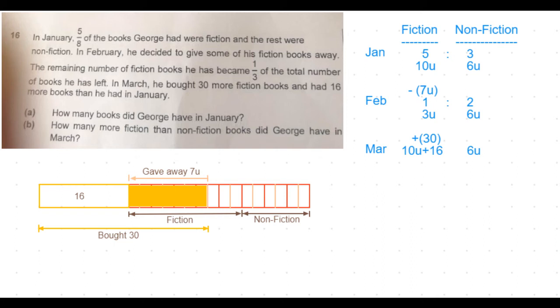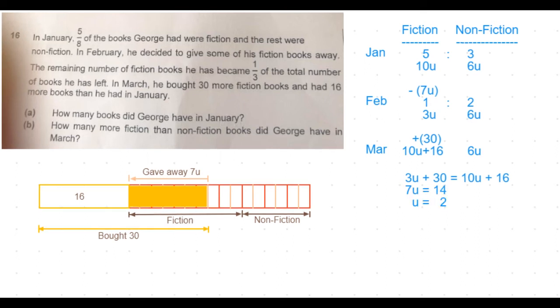7 units plus 16 is the same as 30. So we get the value of 7 units is equal to 14. This is from the model. If the kid does not want to draw the model and just go by algebra, we can also see from March, which is 10 units plus 16, is equal to the 3 units of fiction books in February plus 30. There again, we get 7 units is equal to 14. So we get the value of 1 unit is equal to 2.